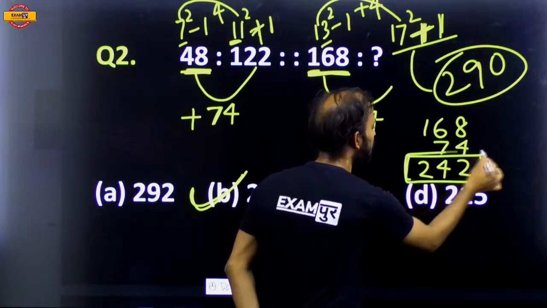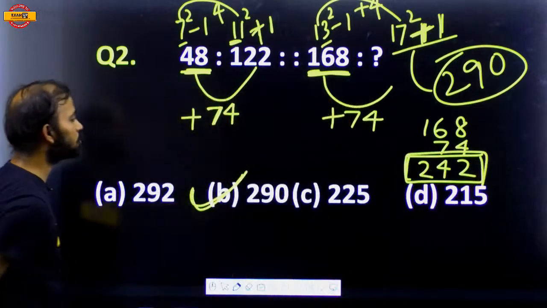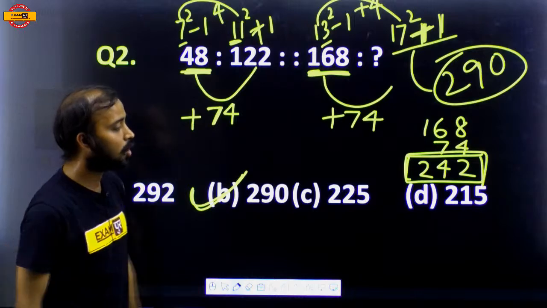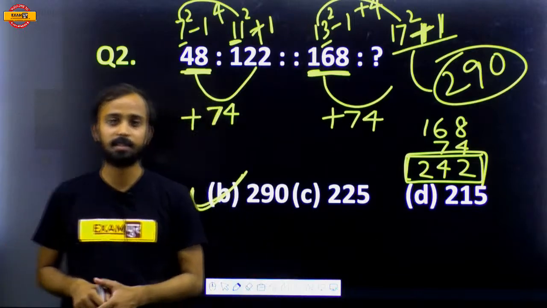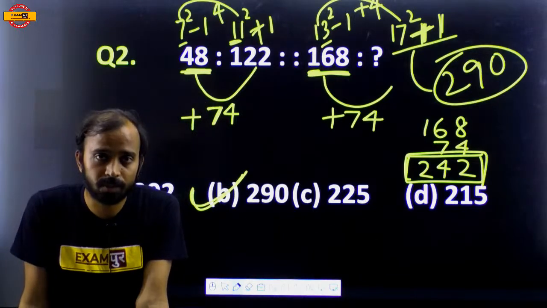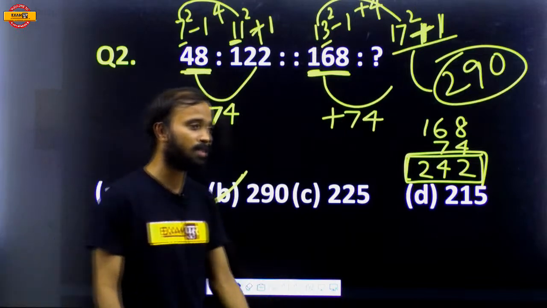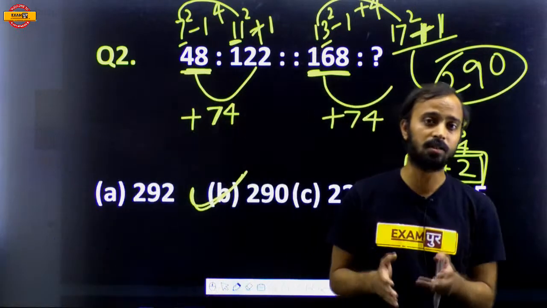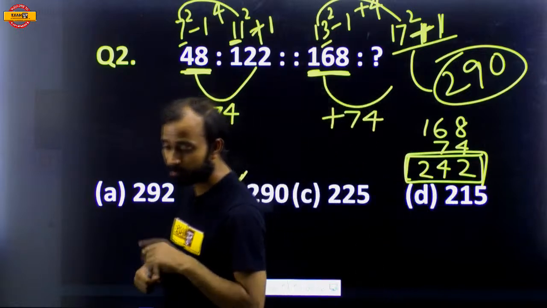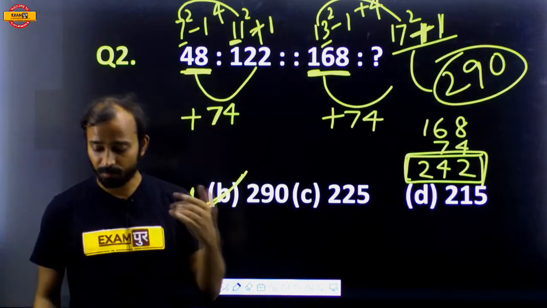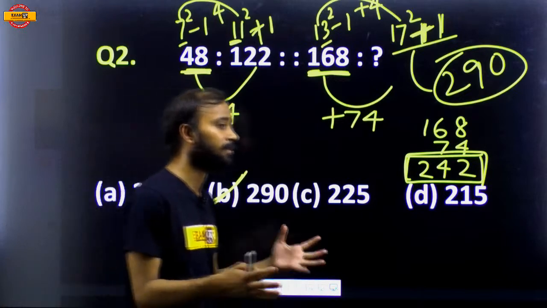242 might be the answer, but in the given options 242 is not available. So how can we find out 242 will be the answer? With the help of options, we can find out the answer. Without options, you cannot solve the questions related to number analogy. So please remember always, in case of number analogy, options are mandatory.